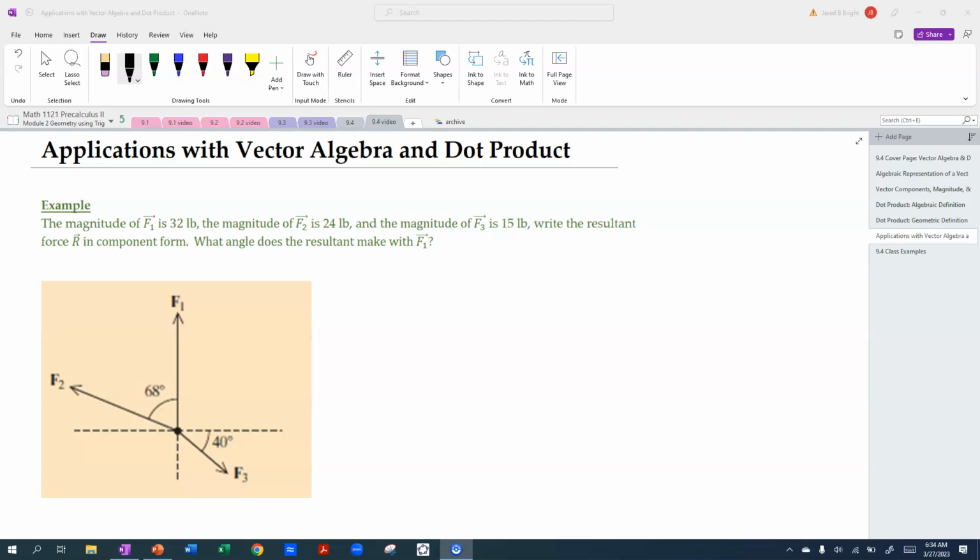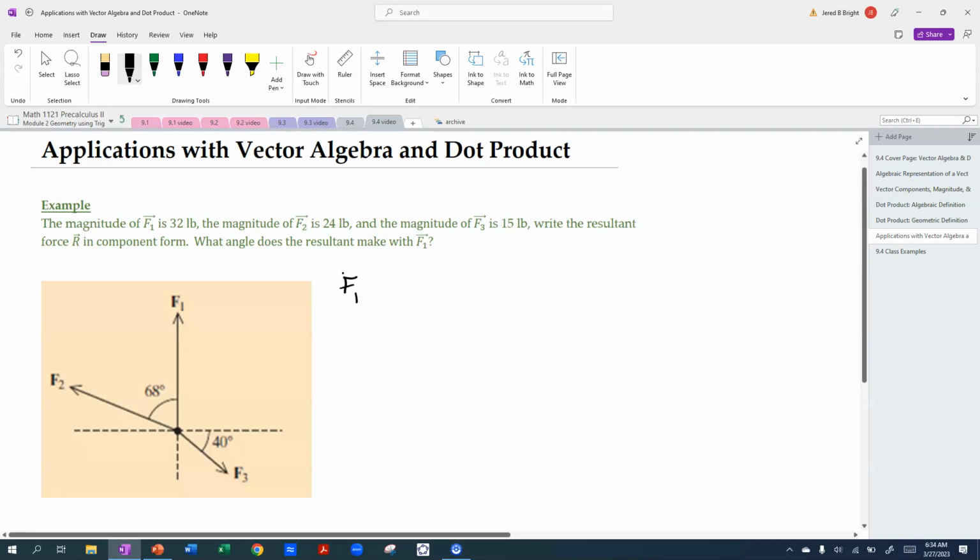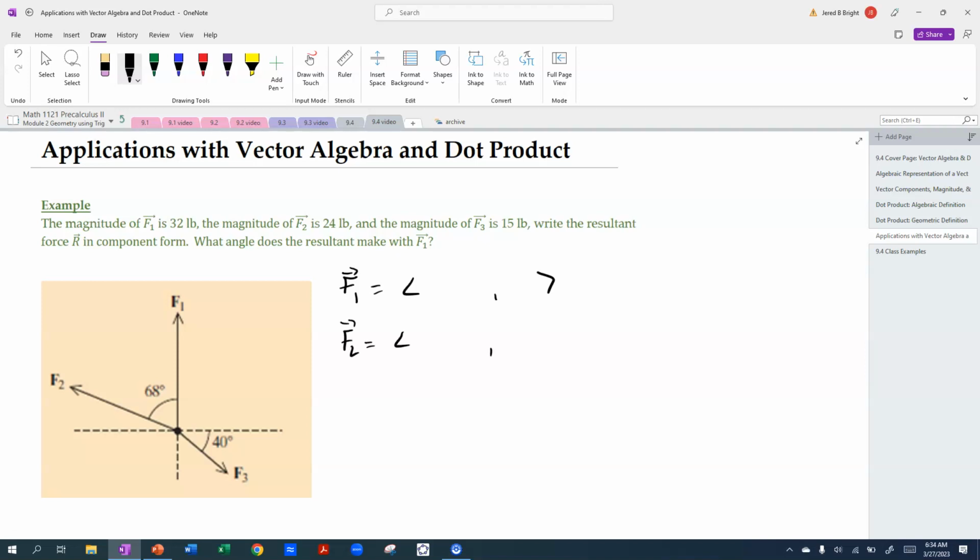So first thing, if I want R in component form, R is just what I get when I add up all the forces. So doesn't it make sense to find F1 in component form, and then F2 in component form, and then F3 in component form, and then just add them all together? And then I have R in component form.